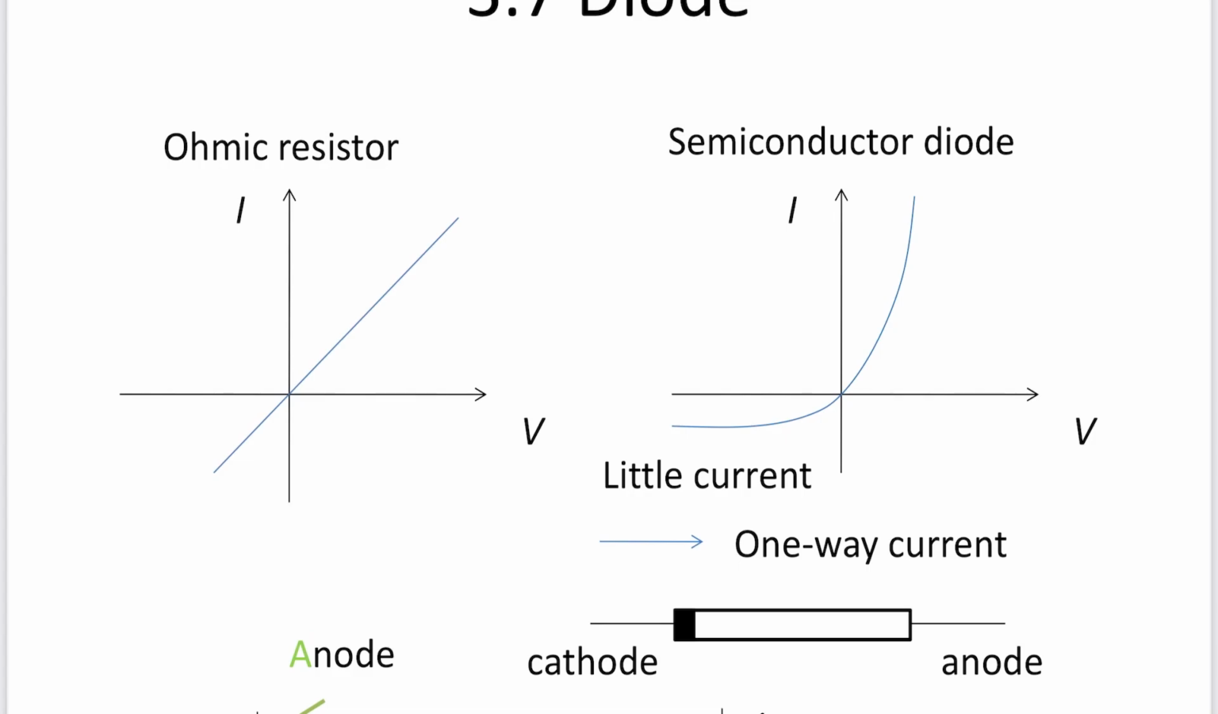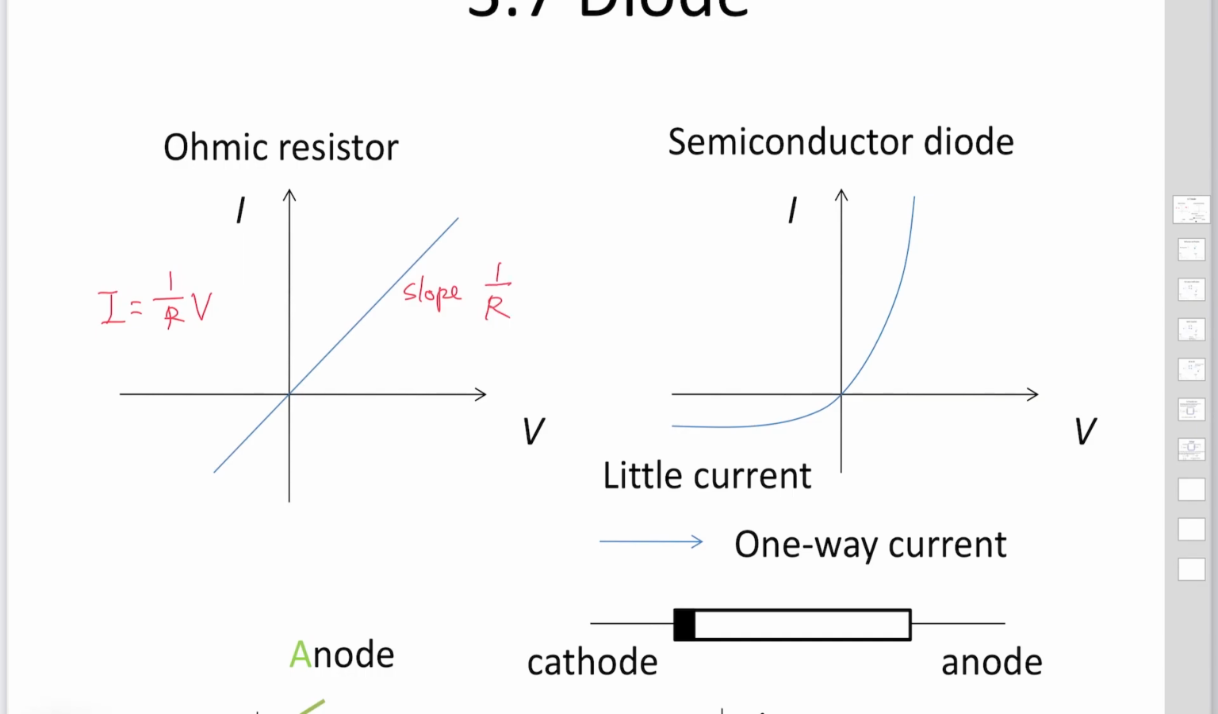Hello everyone. In these sessions, I'd like to introduce one more important circuit element, the diode. In the case of ohmic resistors, current and voltage are proportional to each other. I is equal to 1 over R times voltage. The slope of this line is expressed as 1 over R.